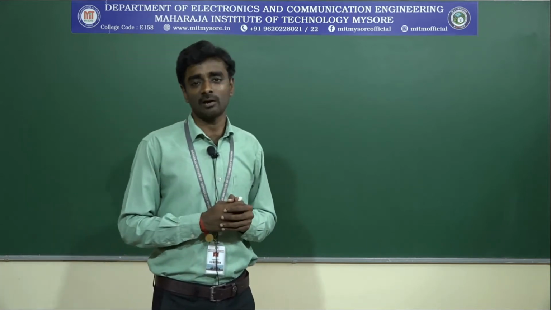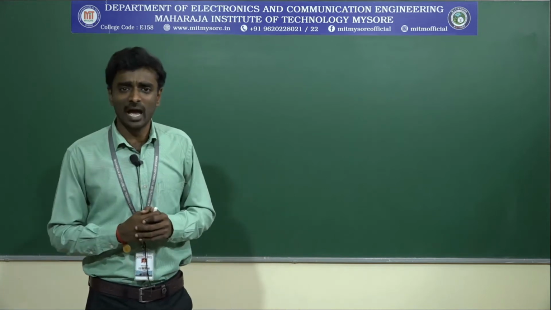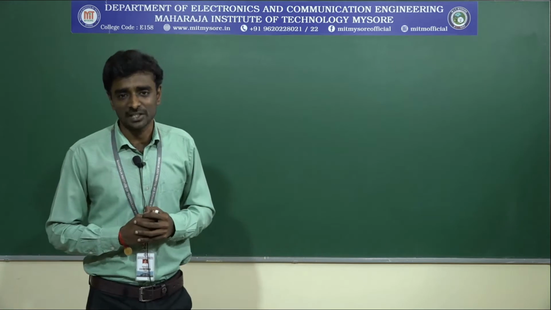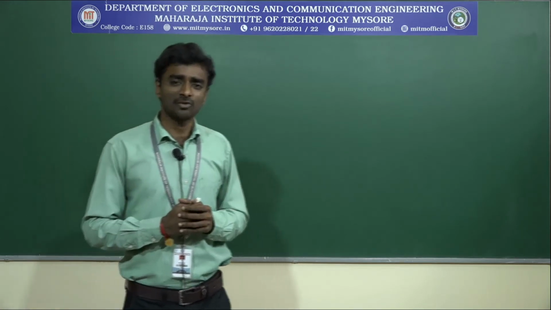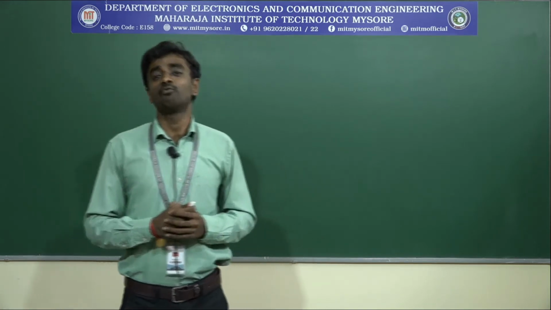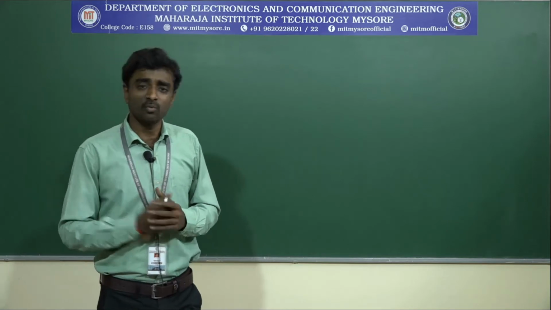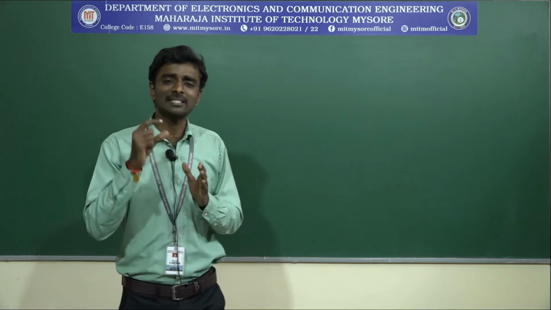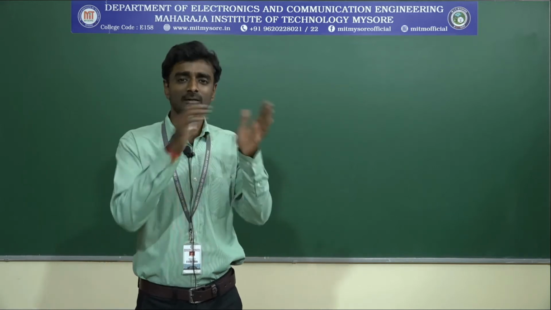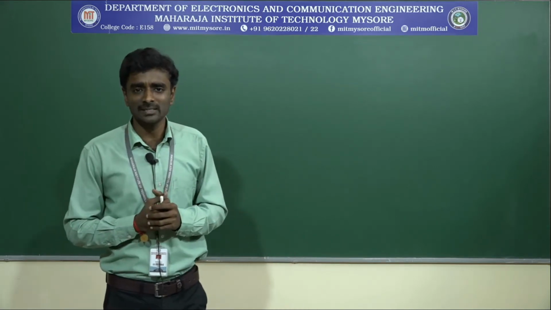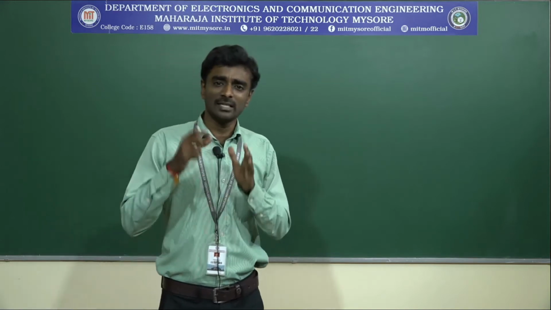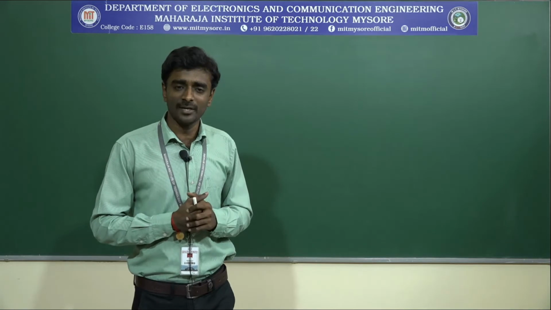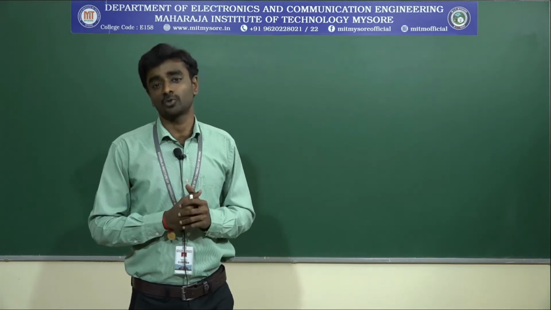If you consider turn off methods, they are of two types, which you have already studied in your previous session. The first one is the natural commutation and the second one is the forced commutation. And we know what commutation is: it is making your thyristor turn off from the turn on mode. This commutation can be of two different types, the natural commutation and the forced commutation.